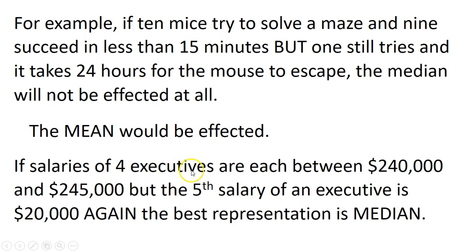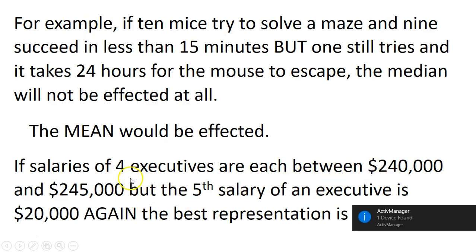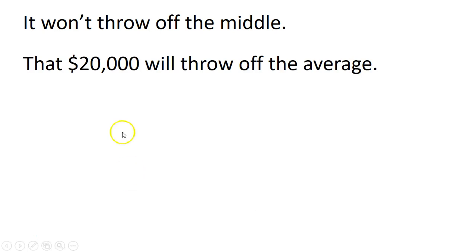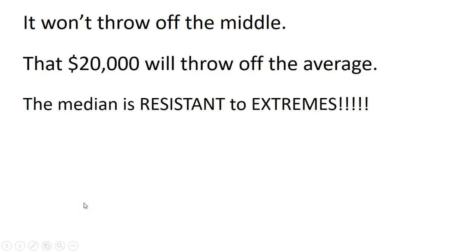If the salaries of 4 executives are each between $240,000 and $245,000, but the fifth executive's salary is $20,000, because he's the executive of a small little business, again, the best representation is the median, because everyone else is way up here. You don't want to drag all the values down. It throws off the middle. That $20,000 will throw it off. The median is resistant to extremes. That's the point.